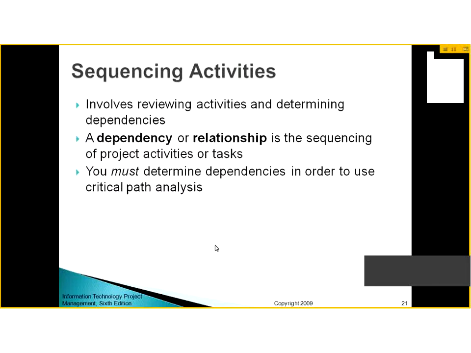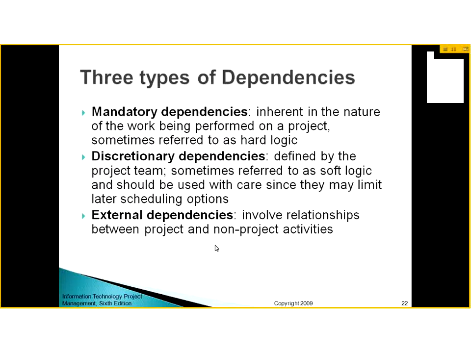Now once you have defined your activities, then you want to sequence those activities. It means you are reviewing activities and determining whether the activities are dependent or independent. The dependency or relationship is the sequencing of project activities or tasks. It means you are sequencing them in a way that the activities which are not dependent on any activity will be started first, and then the next activity which depends on the first will be started, and so on. There are 3 types: mandatory dependencies, discretionary dependencies, and external dependencies.